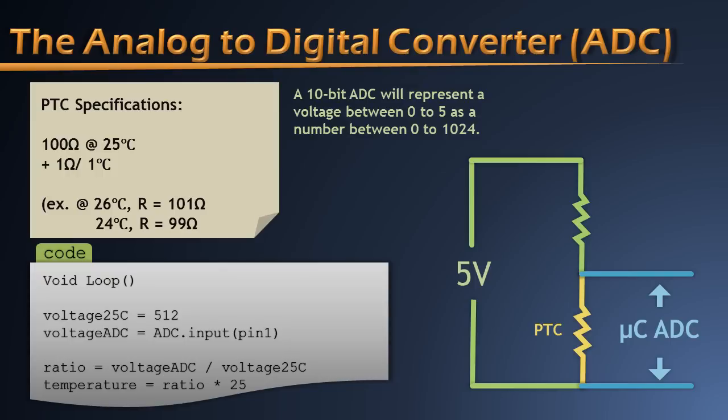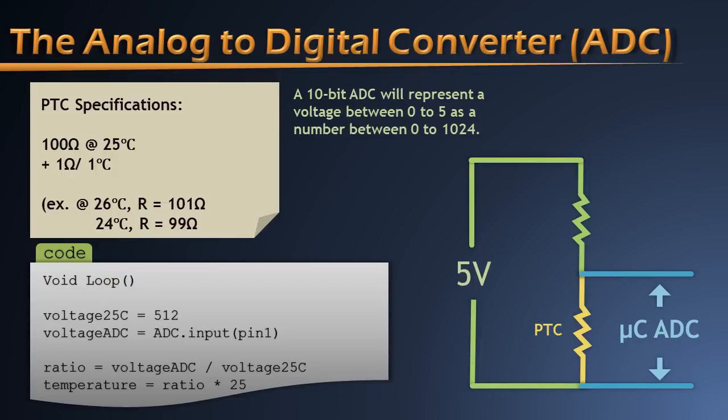measure temperature. So let's look at our PTC specifications. The PTC specifications are telling us that at 25 degrees Celsius, the PTC has a resistance of 100 ohms. And if we increase temperature by 1 degree Celsius, our resistance will increase by 1 ohm. So we can deduce from that that at 26 degrees Celsius, we have 101 ohms, and at 24 degrees Celsius, we'll have 99 ohms. So it works both ways.